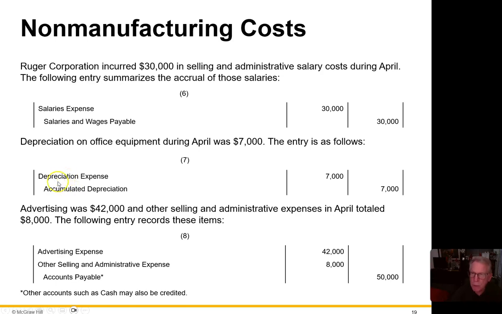These are actuals. Same thing with depreciation expense of $7,000. We'll debit depreciation expense, credit accumulated depreciation. And then advertising is going to be $42,000, and other selling and administrative expenses totaled $8,000. So we'll debit advertising expenses, debit other selling and administrative expense, and credit accounts payable to pay for those. Pretty straightforward on those. You've had that before.